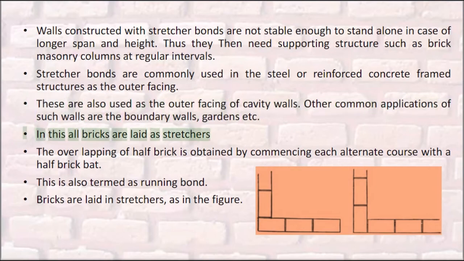In this, all bricks are laid as stretchers. The overlapping of half brick is obtained by commencing each alternate course with a half brick bat. This is also termed as running bond. Bricks are laid in stretchers, as in the figure.